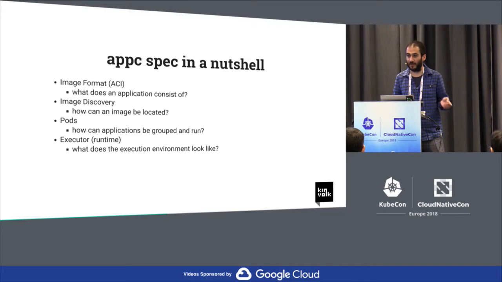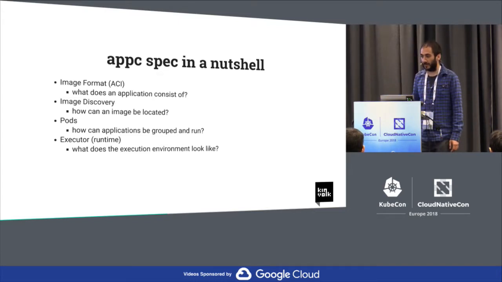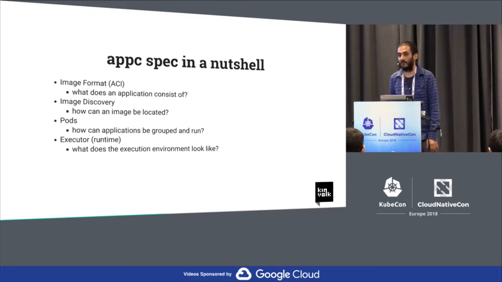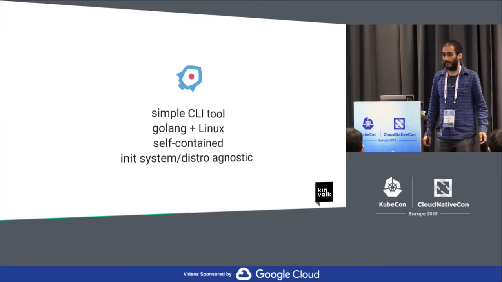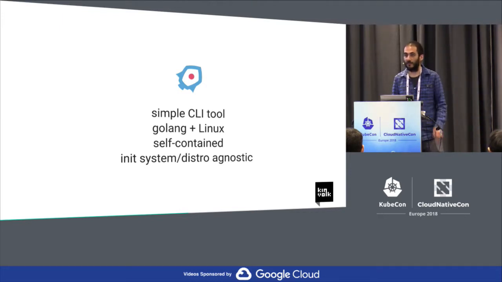Yeah, it's how you group applications together and run them together. And it also defines the executor, so the runtime, which is the environment of the app, what environment the app should find when it's running in a container. Yeah, so Rocket is just a simple CLI tool. There's no daemon involved. You just run Rocket, and it just runs there, under the process that spawned Rocket.